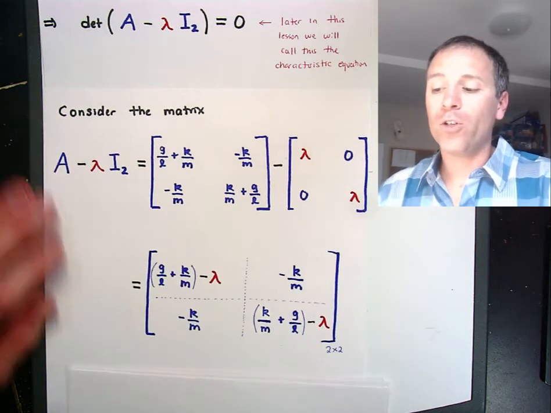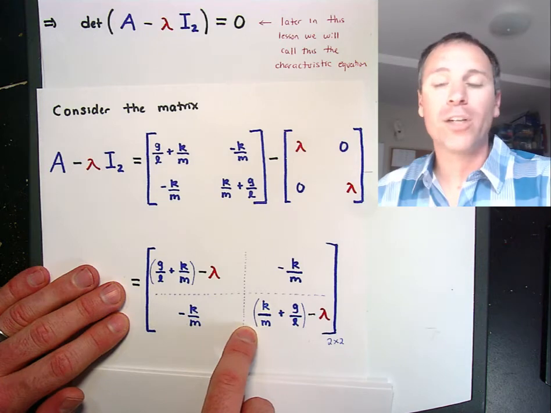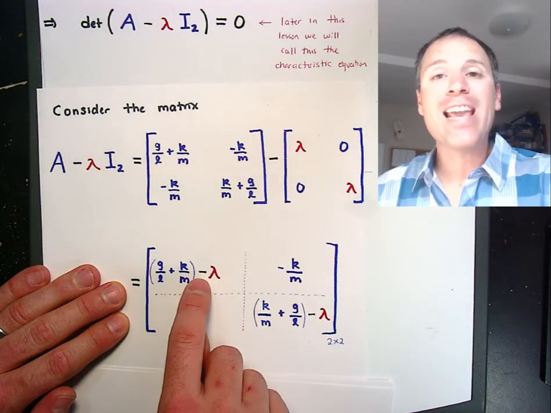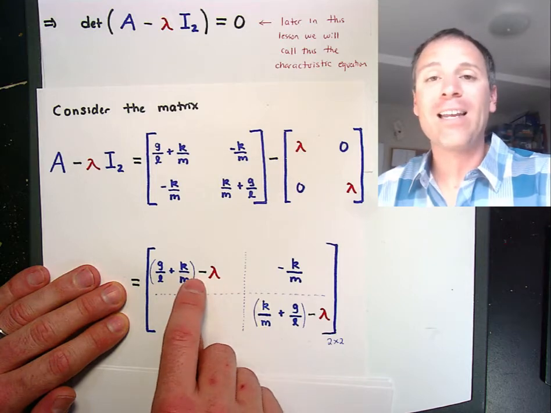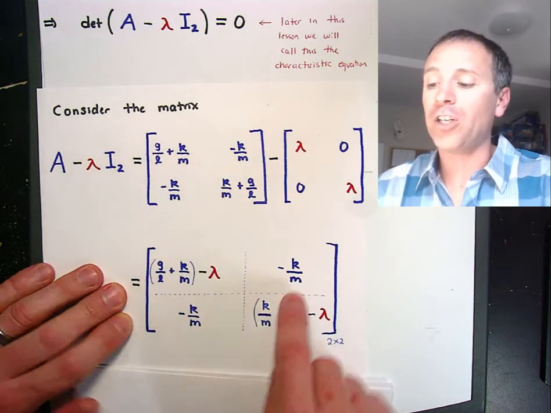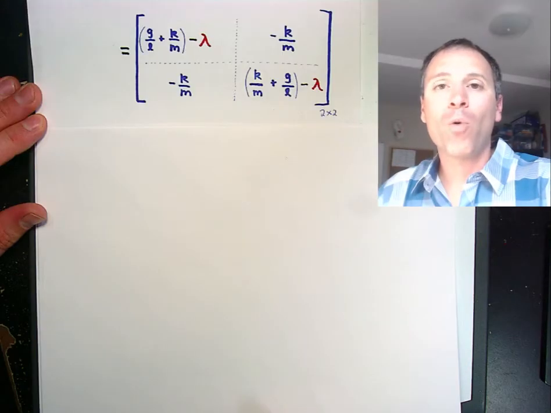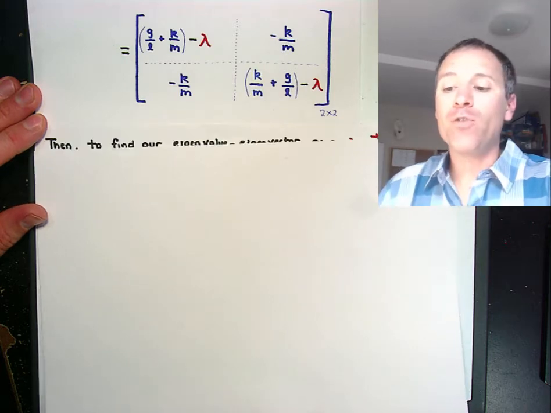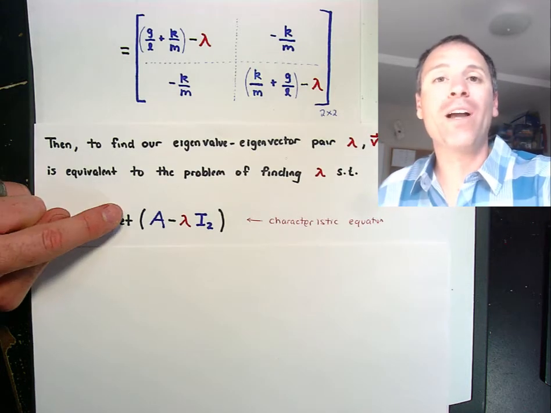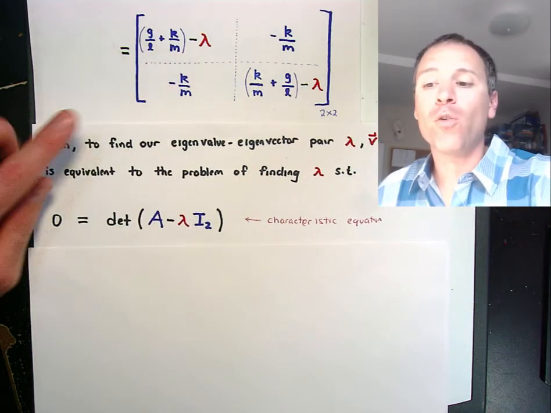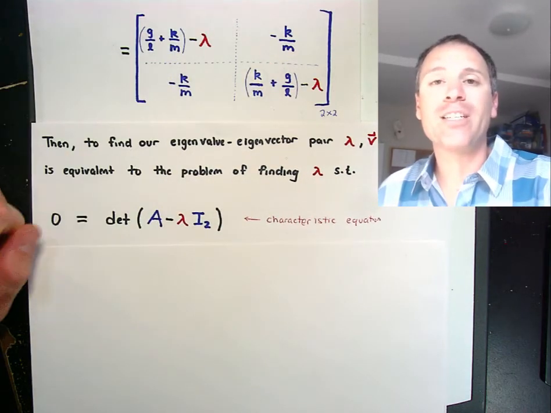When we subtract those, we get this 2 by 2 matrix where the diagonal coefficients of A have a term of negative lambda. We're subtracting lambda from each of the diagonal coefficients, and the non-diagonal elements remain unchanged. But remember, when we're looking for our eigenvalue eigenvector pair, the eigenvalues must satisfy what we call the characteristic equation. Lambda is an eigenvalue of this matrix if and only if the determinant of that matrix is 0.